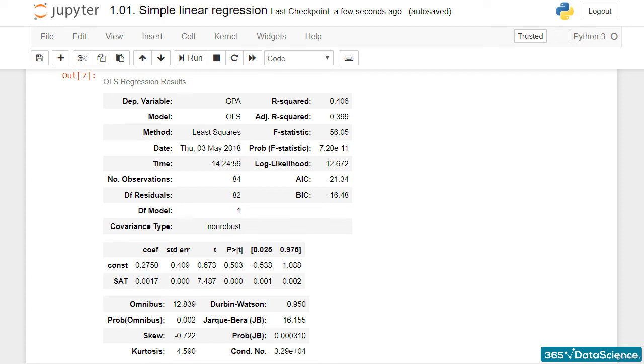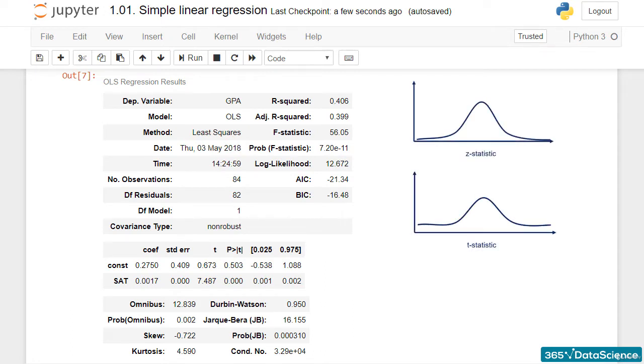One of the measures we haven't spoken about so far is the F statistic. Let's try to explain its essence and see how it can be useful to us. Much like the Z statistic that follows a normal distribution and the T statistic that follows a student's T distribution, the F statistic follows an F distribution.